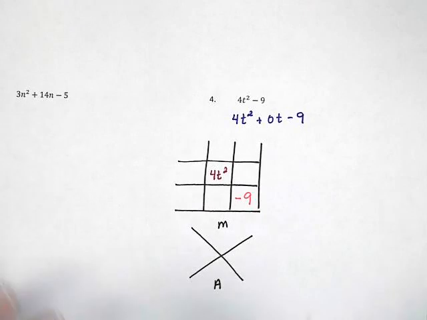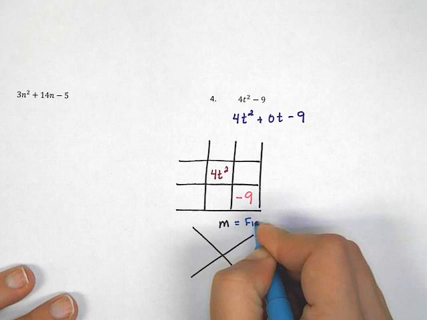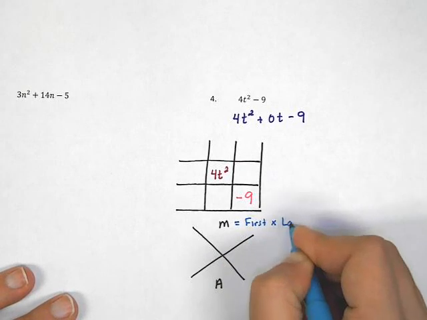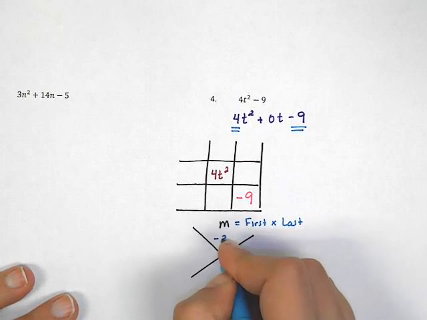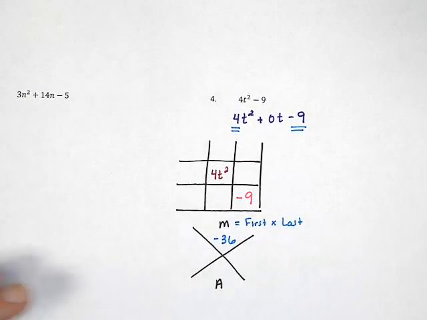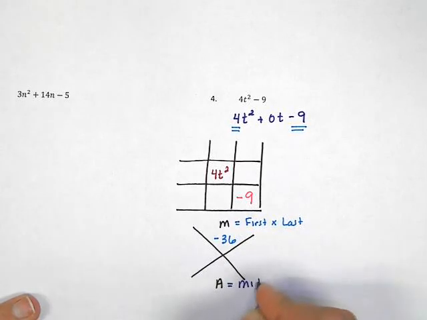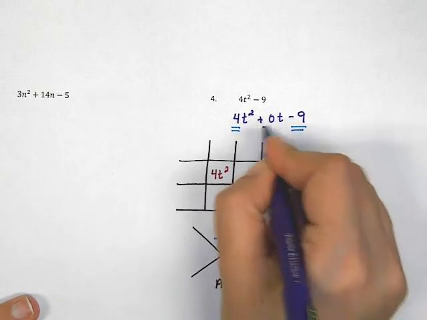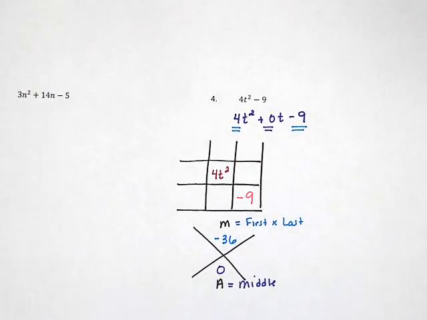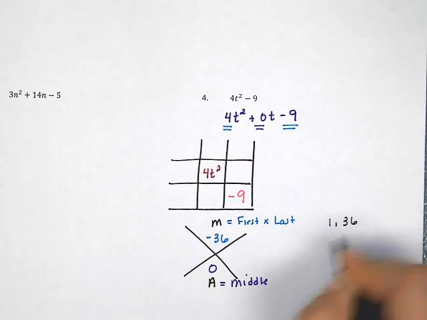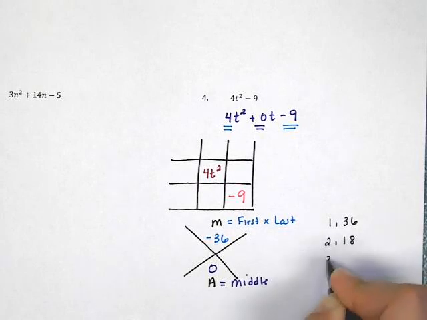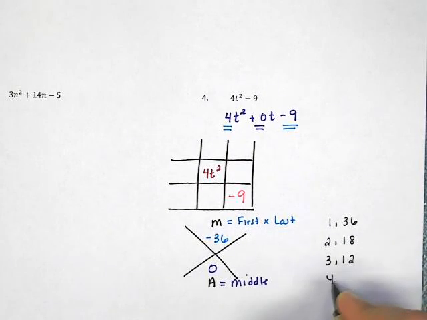Now my M, I'm going to calculate by doing the first number times the last number. Now the first number times the last number would be negative 36. My A I'm going to calculate by just looking at the middle number, which in this case would be 0. So my list of numbers that multiply to be 36 would be 1 and 36, 2 and 18, 3 and 12, 4 and 9, and 6 and 6.